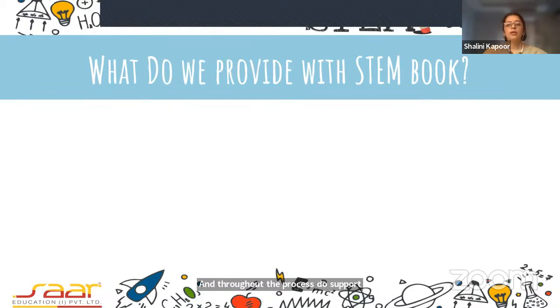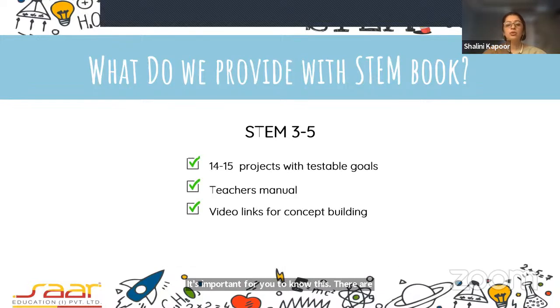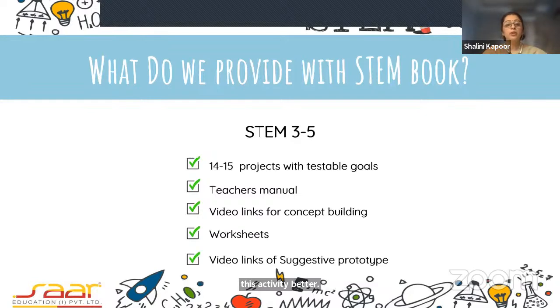Now, what do we provide with our STEM book, teachers? It's important for you to know this. There are 14 to 15 projects, each with testable goals. There is a teacher's manual which will help you to plan this activity better. There are links for videos which will help in concept building. There are worksheets as well that you can share with the children. There are links of suggestive prototype videos showing how a prototype can be built. So those links have also been provided with the STEM book. So all of this actually makes the teacher's job easy.